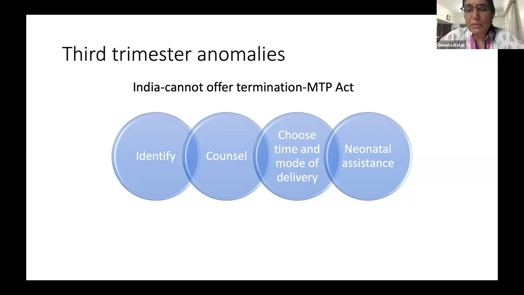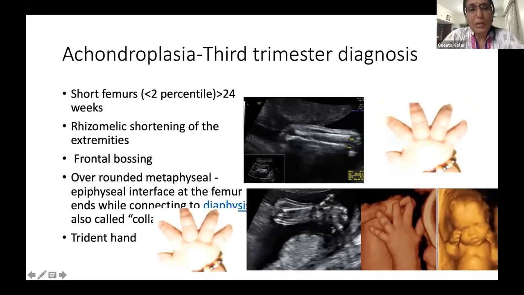We cannot offer termination at this stage, so what we have to do is when we identify, we counsel the couples, we choose the time and mode of delivery, and provide the neonatal assistance. So this is a typical third trimester diagnosis, where after 24 weeks, you find short femurs, you find a rhizomelic shortening of the extremities, you have frontal bossing, you have the diaphyseal angulation and a trident hand. You have this forehead bossing, you have a trident hand where all these four fingers look almost of the same size. You have a shortening. This is nothing but a case of achondroplasia.